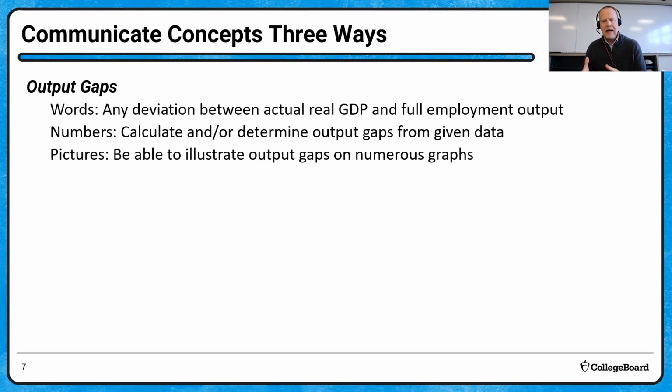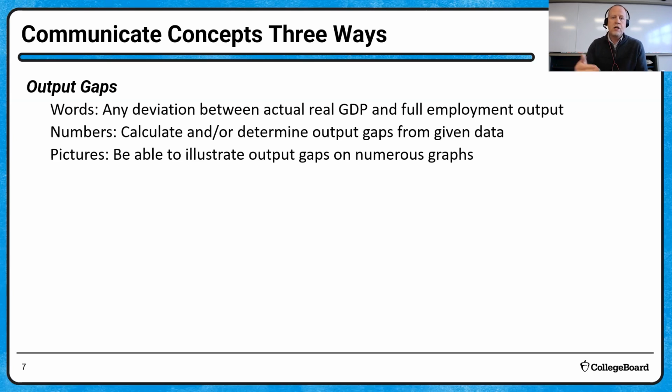We need to be able to look at actual data and calculate the output gap itself, or in some cases, simply interpret data that tells us that an output gap exists. And you'll see what I mean about that in just a moment. And then finally, in pictures, we should be able to illustrate output gaps on numerous graphs. AD-AS comes to mind first. I'm sure it's not the only one.